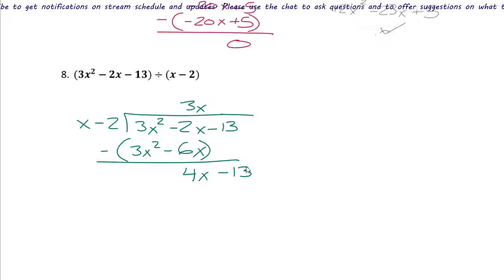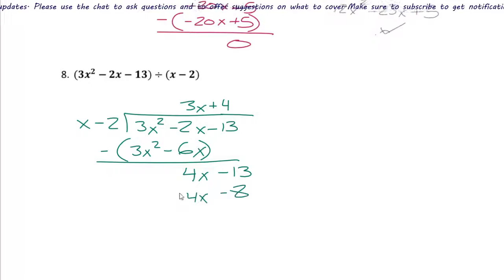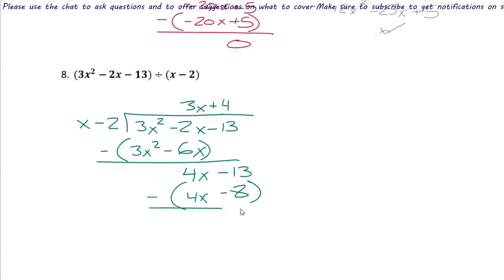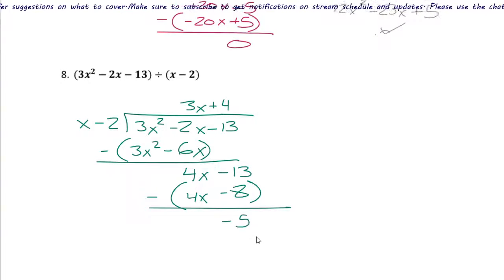So then what do I need to do? I need to multiply x by something to get to 4x. We're going to multiply that by positive 4. 4 times x is 4x. 4 times negative 2 is negative 8. Subtract. 4x minus 4x is 0. Negative 13 plus 8, because this is a double negative, so negative 13 plus 8 is going to be negative 5. And this is our remainder.